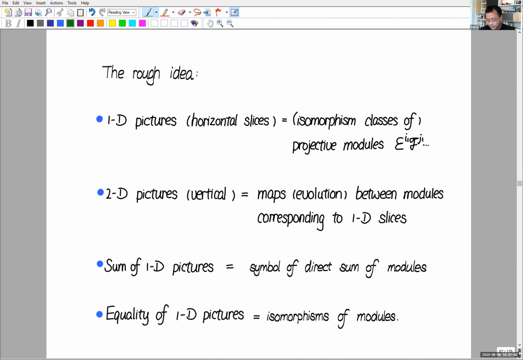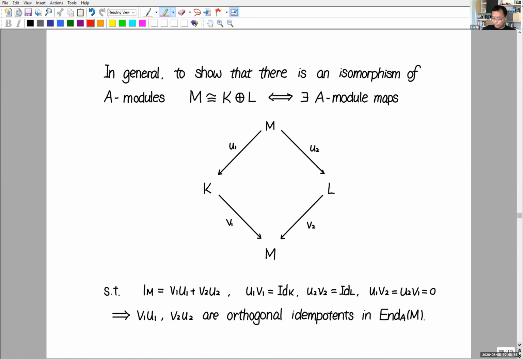And when you do the mixed way, from L to M and project onto K, then you should get the zero map. So this gives you the orthogonal decomposition of M into K direct sum L. And these maps, U1 composed with V1, V2 composed with U2, become orthogonal idempotents in this endomorphism ring. This is how you show that one module is isomorphic to a direct sum of two other modules.